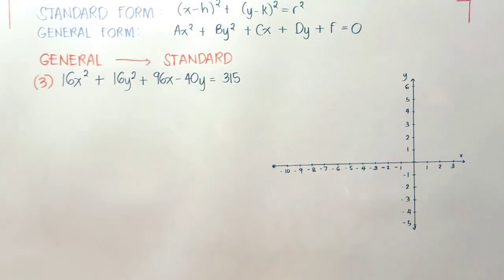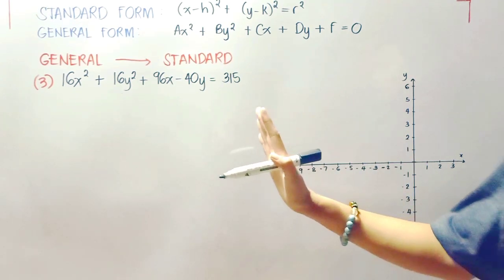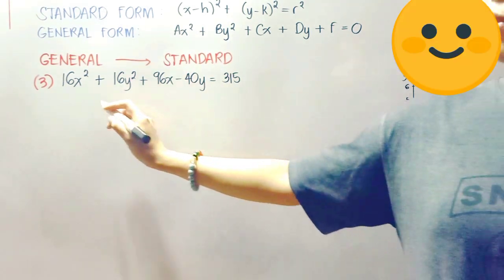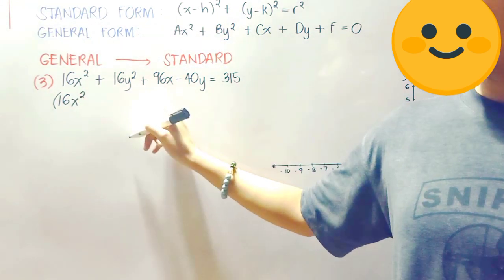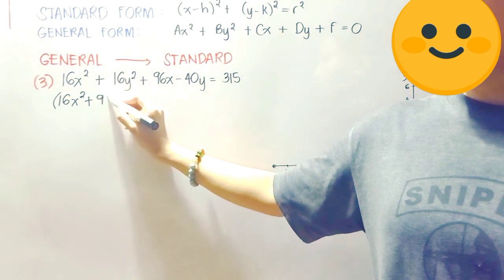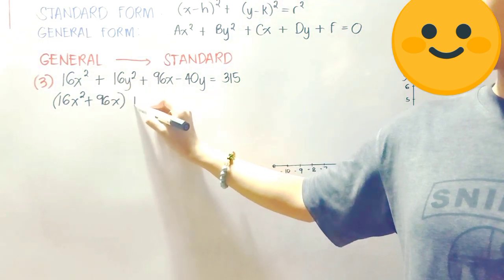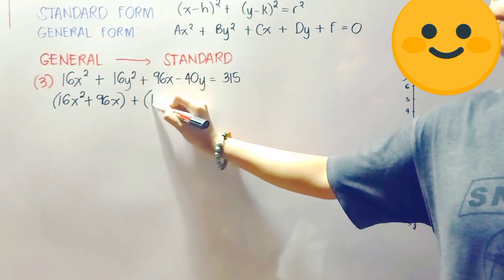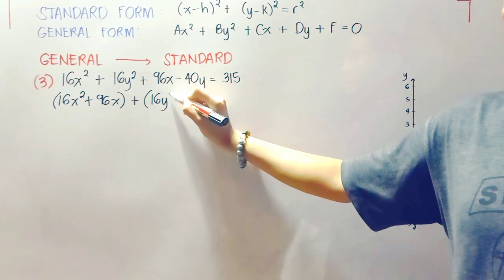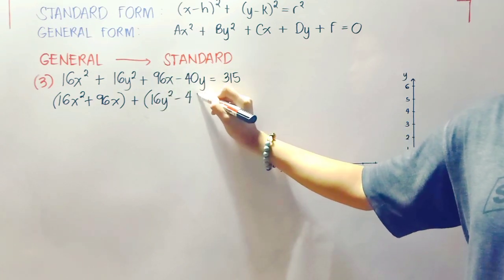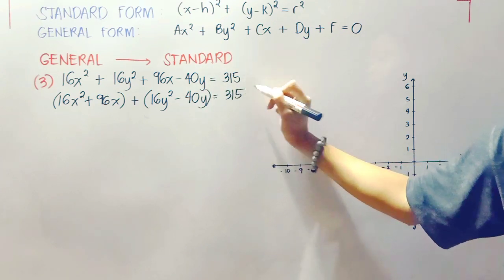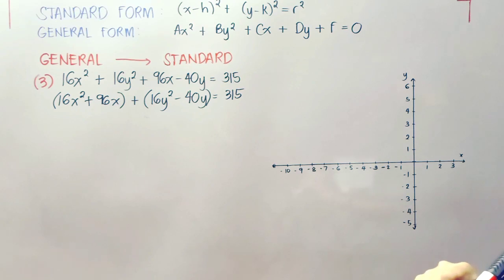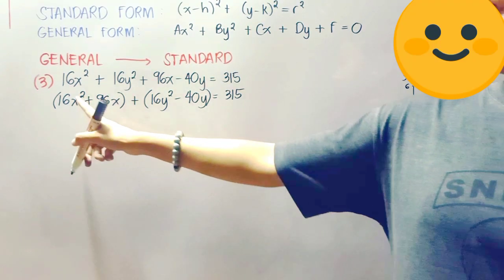The same first step here, we have to group the terms with the same variable. So we have here 16x squared plus 96x, and then the other group is 16y squared minus 40y, and then copy 315. Now as you can see in our groupings, 16 is common, so we have to factor it out.